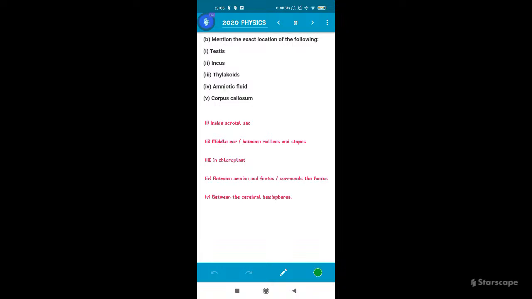Next is incus. You know that incus is an ear ossicle which is present between the malleus and the stapes. So you have to say that it is located in the middle ear, or you can also write it is located between the malleus and the stapes. Okay, both the answers are acceptable here.